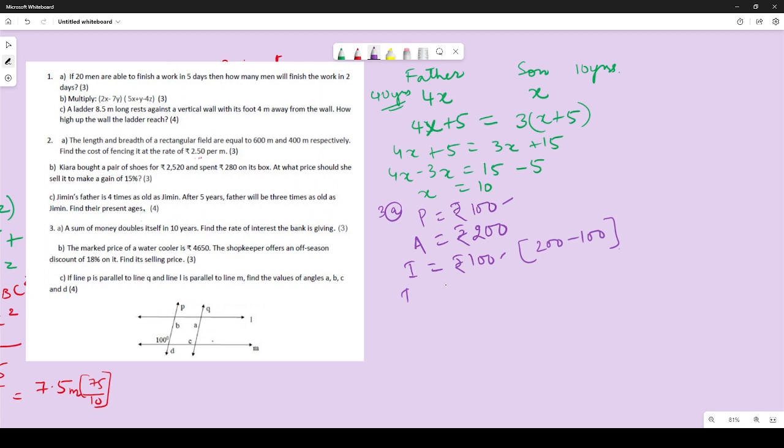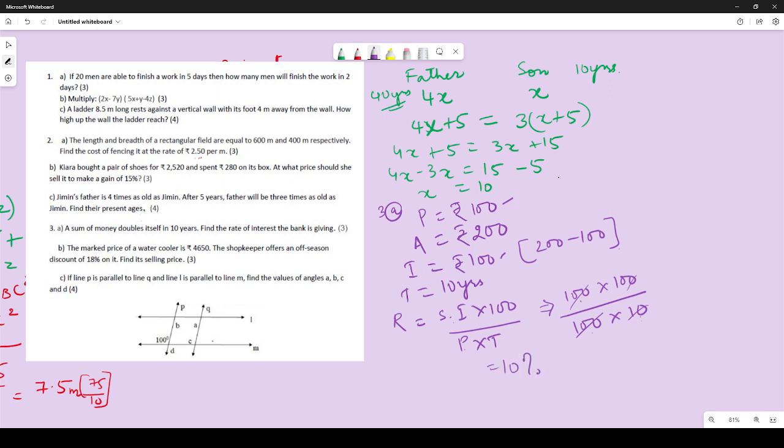Time is given, 10 years. We have to find the rate. We know the formula. R is equal to SI into 100 by P into T. So when you take this ahead, it will be 100 into 100 by 100 into 10. So this 100 is SI, this 100 is the principal, and this time is 10 years. So the rate is 10%.